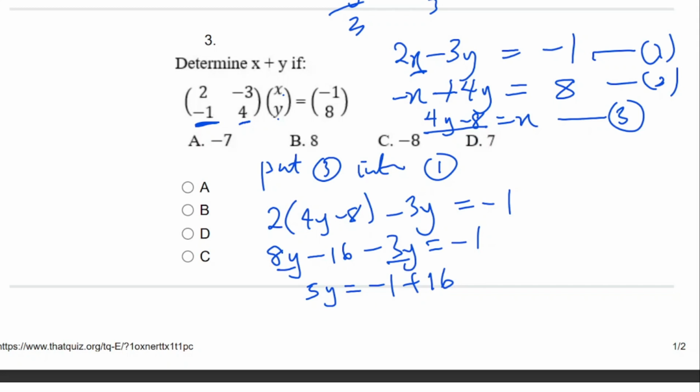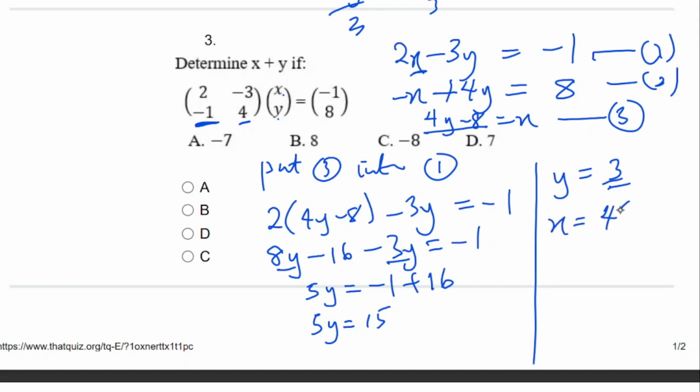I hope I'm with you. Good. So this will give us 5y equals to 15. Then we can conclude that y is equal to 3 when you divide both sides by 5. So having known the value of y to be 3, we can put this in equation 3. So that will be x equals to 4 into 3 minus 8. That will be x equals to 12 minus 8, and that gives equal to 4.